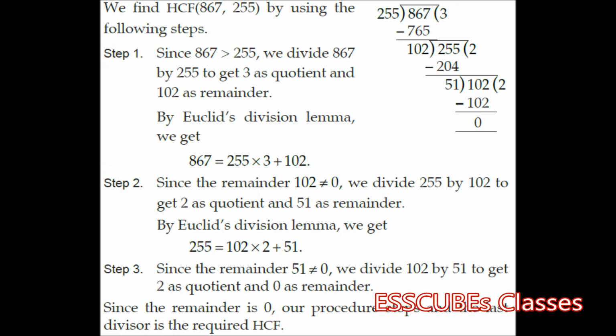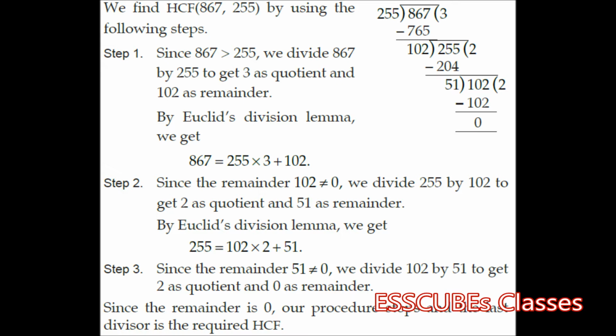So again over here, this can be represented as 867 is nothing but 255 into 3 plus 102. Since 102 is not equal to 0, we again go for the division. What do we do? We divide 255, which was the previous divisor, by 102. And what do we get over here? We get 51 as the remainder. We again repeat the steps. And what do we get?